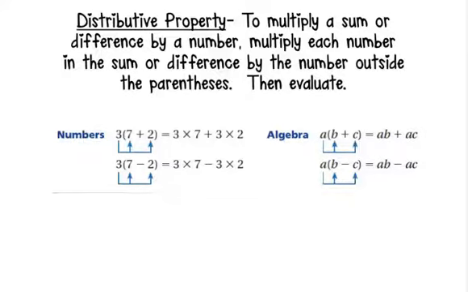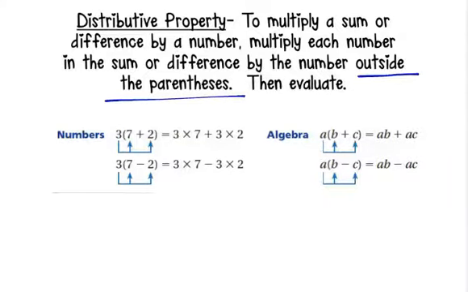And the third property is the distributive property. When you think of the word distribute, it means to hand out. So the distributive property is when it says to multiply a sum or difference by a number. Multiply each number in the sum or difference by the number outside the parentheses.